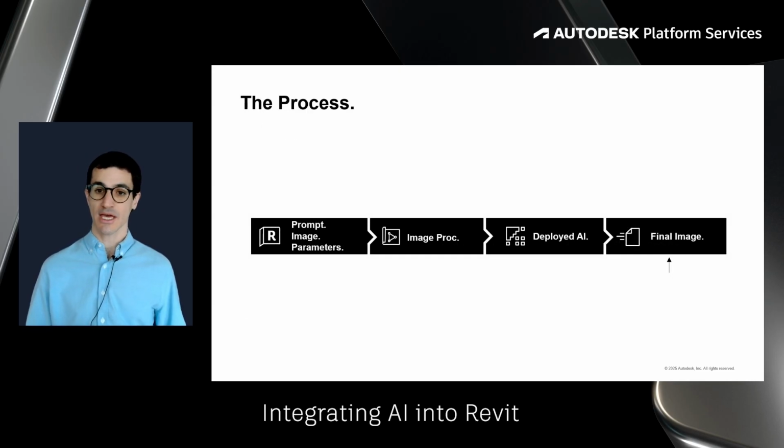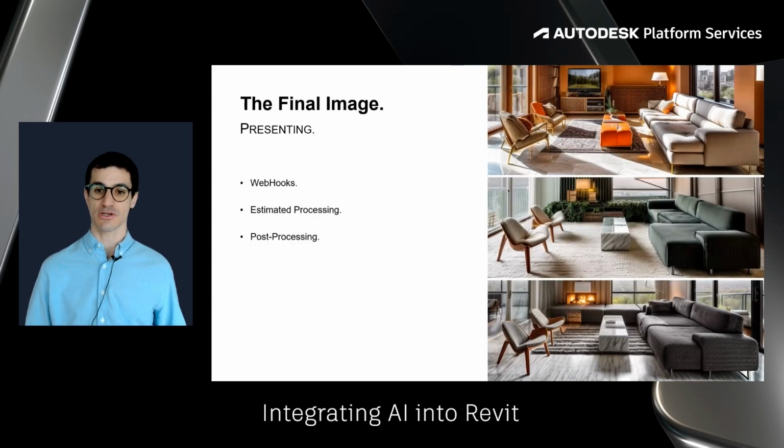So going back to the process again, diving into the final image, how to present that to the user. Generation can include webhooks as well, which is basically a URL link that receives a notification when the render is finished. This is quite common in platforms like Zapier.com or Make.com. And sending information to a webhook from a C# Revit add-in is, of course, kind of straightforward.